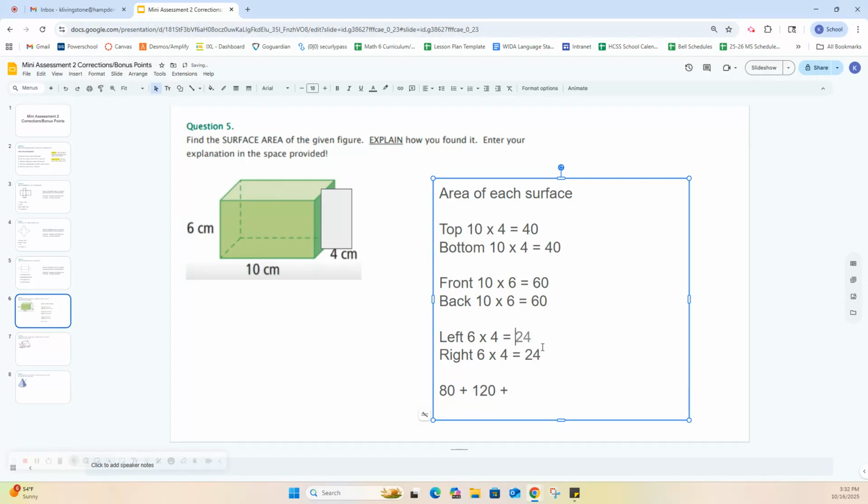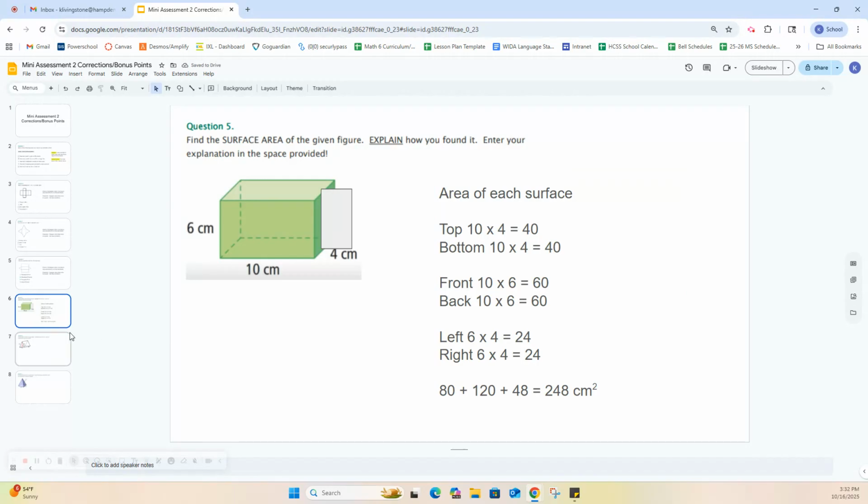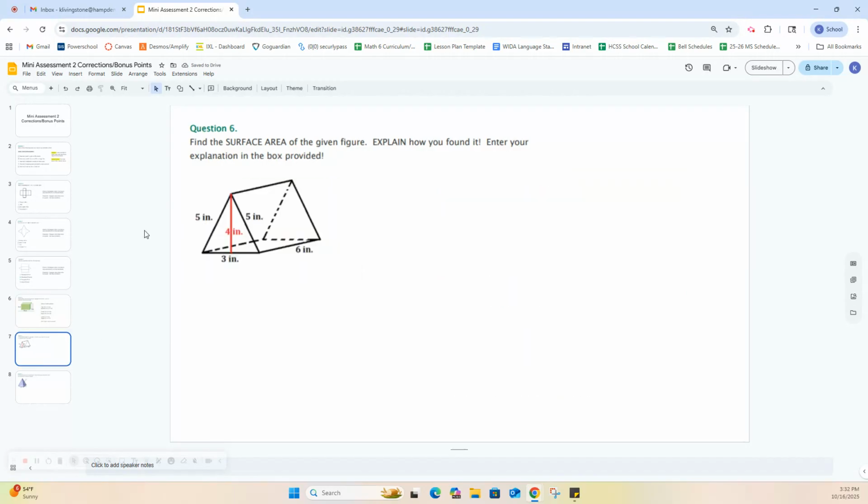All right. And now 24 and 24 is 48. So our total surface area is 248 centimeters squared. All right, let's keep going.